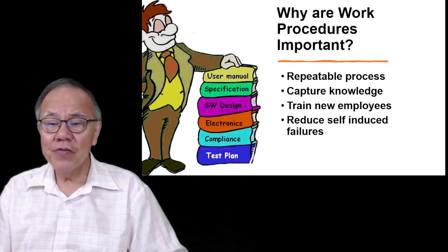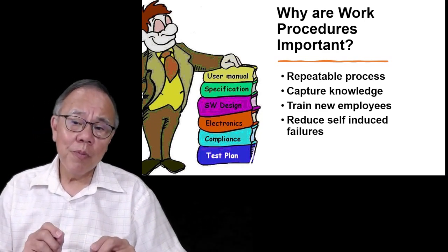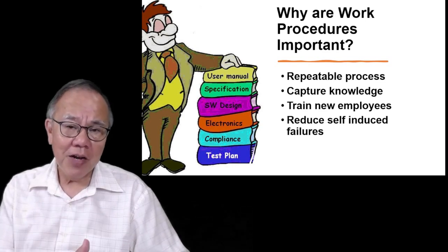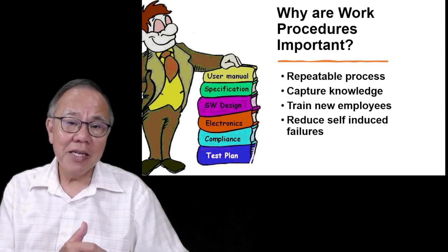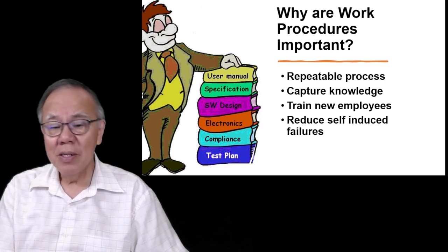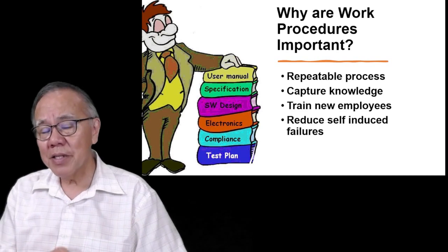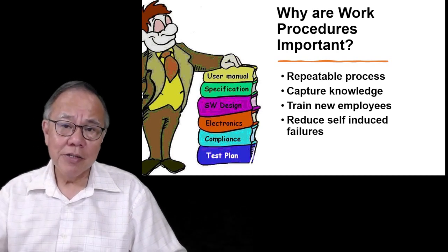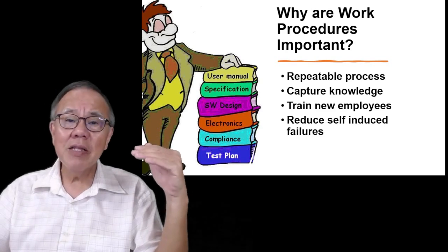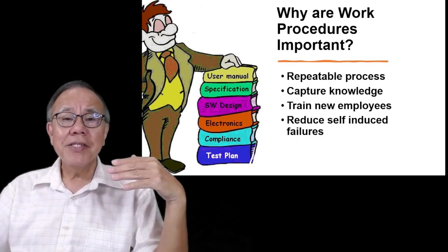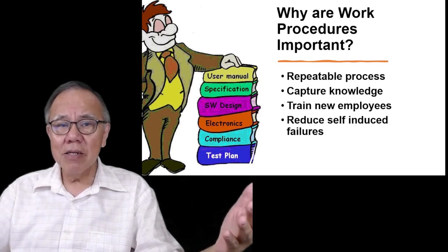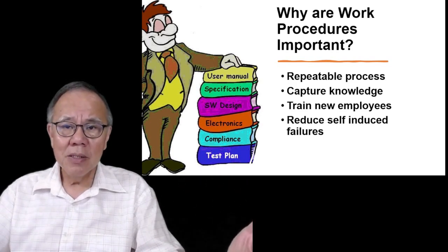Reduce self-induced failure. Of course, if work procedures are properly specified, it becomes what they call a standing instruction. Yeah, or sometimes we call it SOP, your standard operating procedure. So it becomes your SOP, so that it will reduce self-induced failure. In other words, it acts like a foolproof thing, a checklist. Have you checked this? Have you checked that? So that you don't miss out things.